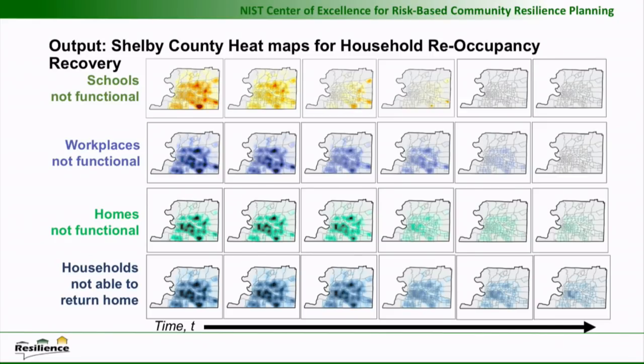Ideally, this type of output will be beneficial for decision makers in order to identify locations within a community that might either need to have mitigation efforts focused on, or in the case of not being able to return to homes, shelters or programs to provide housing over a long period of time.